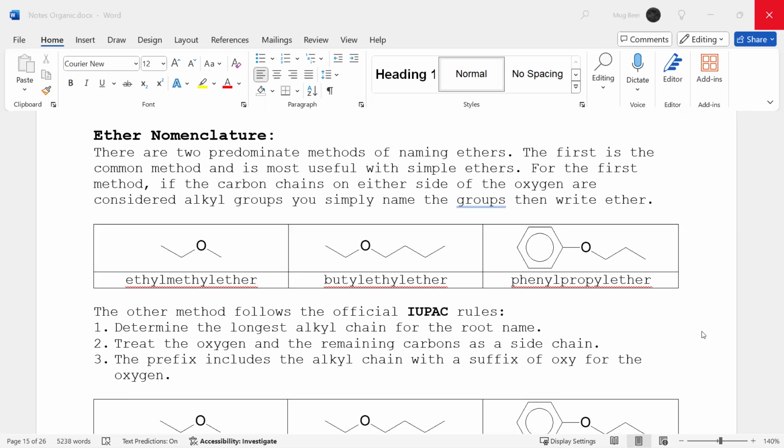But really what you do is you just basically cut the molecule in half right through the oxygen, and then count carbons on one side, count carbons on the other side, and then treat them as side chains. They don't need to be numbered because we know, since you said ether, that they're attached to the ether.